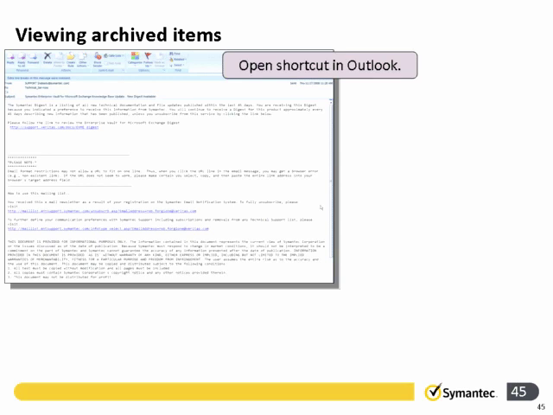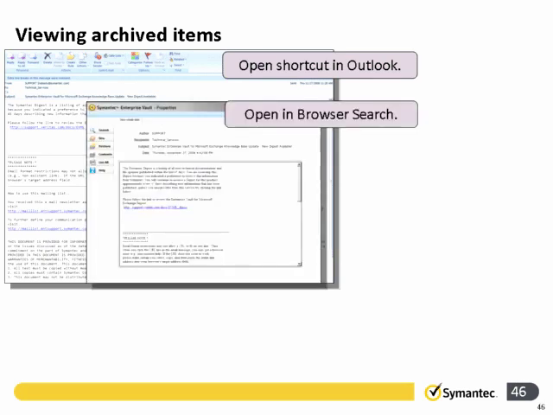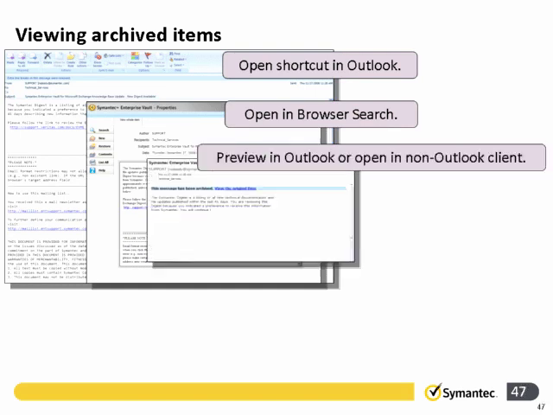First, if you've opened up a shortcut inside of Outlook, this is what it's going to look like. If you do start the browser search option, and you can open this up based upon clicking on a shortcut link and then selecting browser search. So we've searched an item and selected it. You also have the option of previewing the item either in Outlook or a non-Outlook client. And again, in the preview, notice that it does have that banner there. So that's how I can tell that it is a preview version of the item.